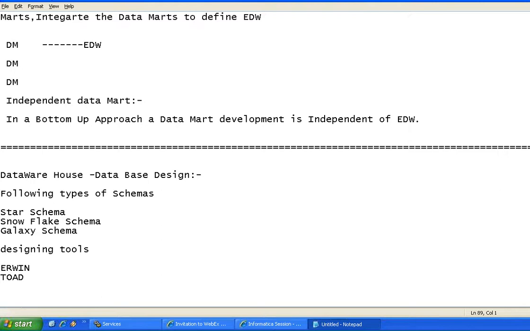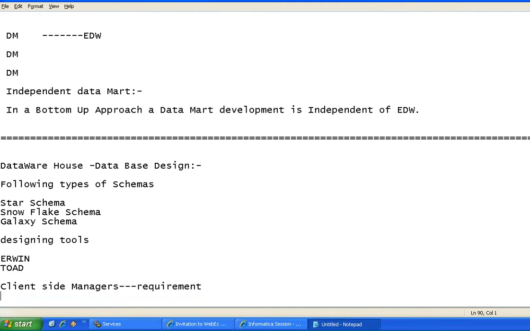Okay. Before we start the project, let us think about what will happen in the initial stages. First, we have the client-side business managers. They give us all the requirements. So who are the people who will be involved here?